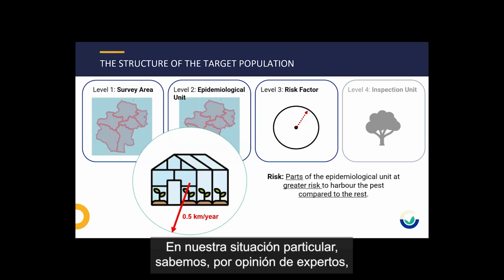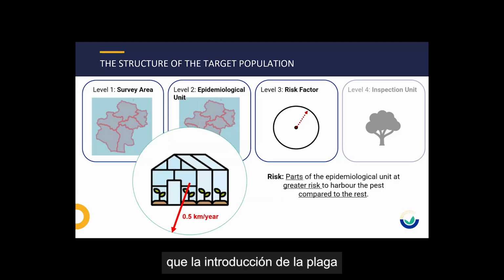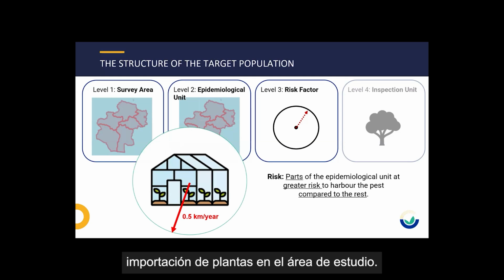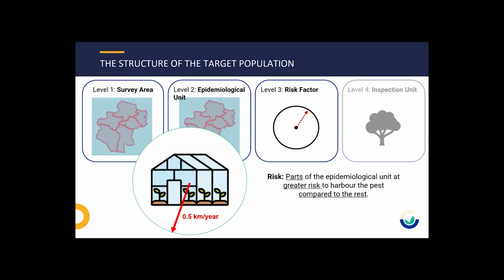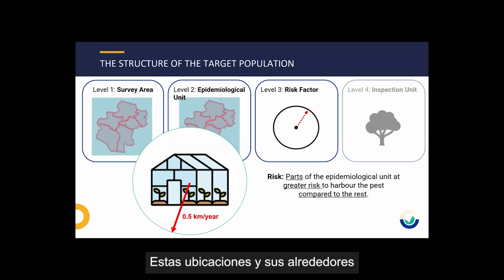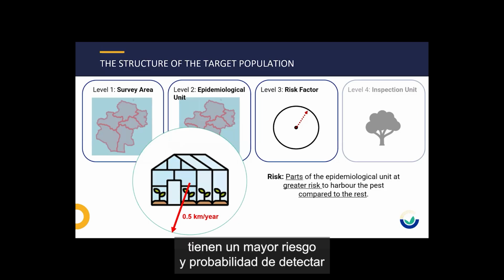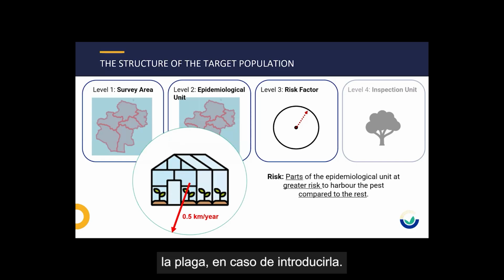In our particular situation, we know from expert elicitations that we would expect the introduction with the import of plants into Surveyland. So we are expecting nurseries and garden centers as the places of introduction that then would provide in their surroundings a greater risk, or a greater chance, to detect the pest if it is introduced.